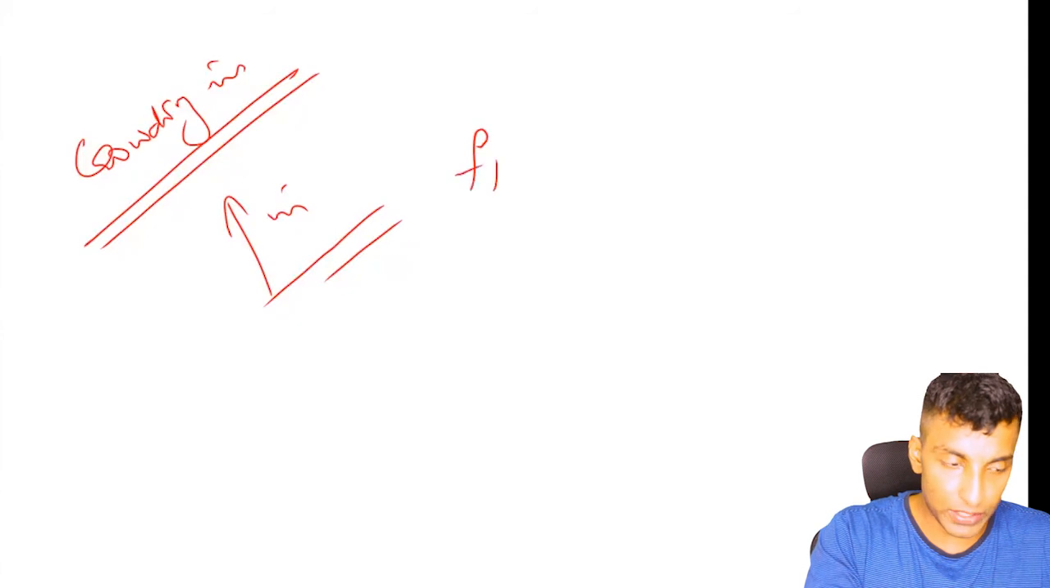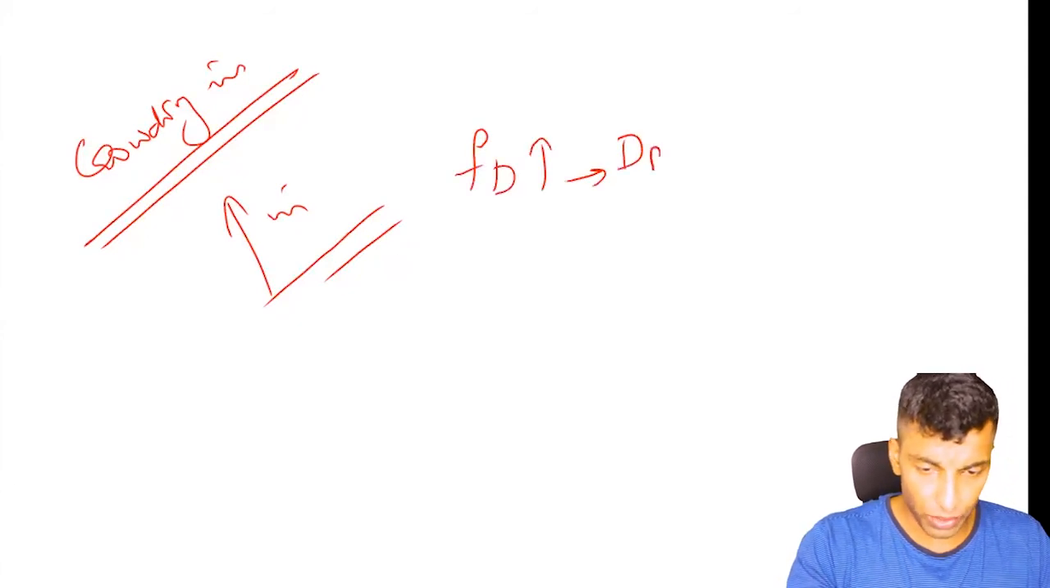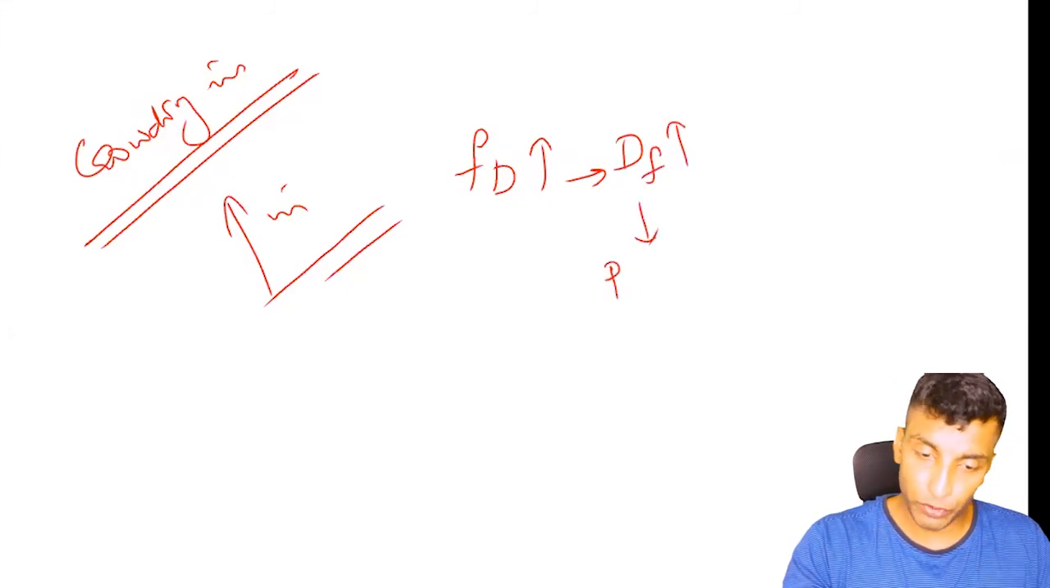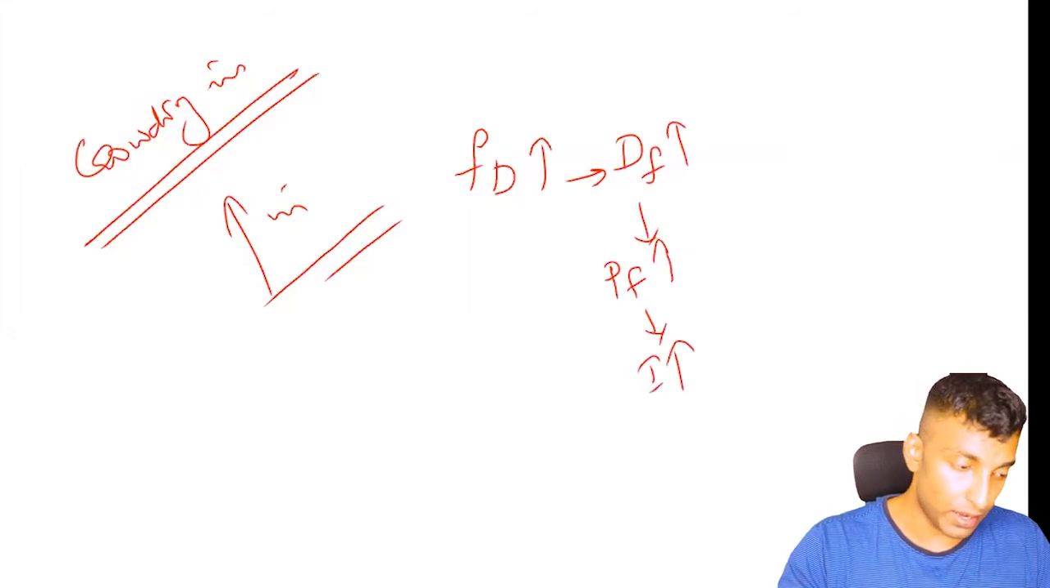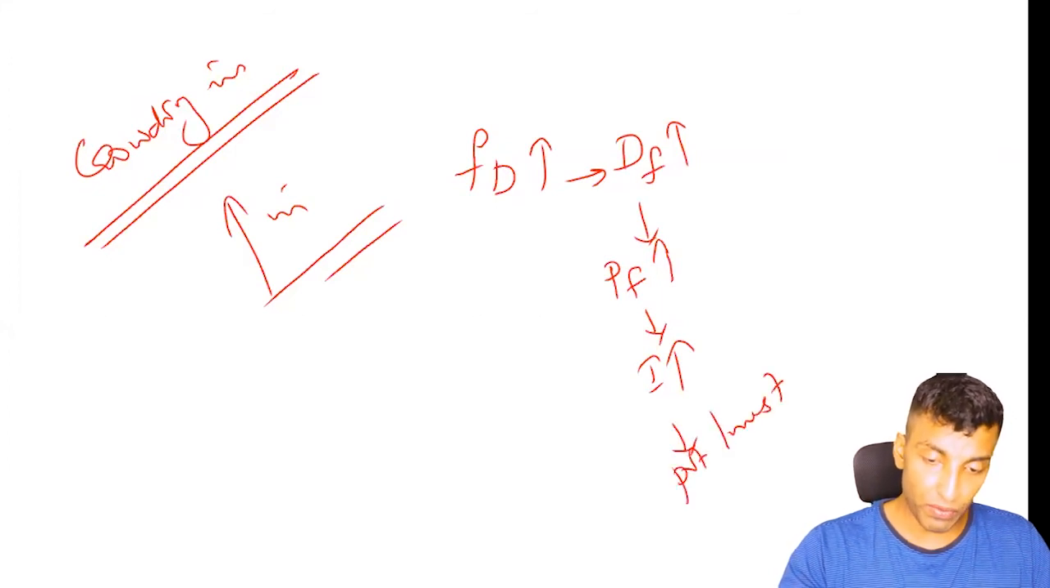One more time I'll tell you, fiscal deficit is increasing means what? Demand for money or demand for fund will increase. Demand for fund will increase means price for fund will increase. Price for fund is what actually? Interest. So interest will increase. Interest will increase means what? Private investment will decrease.